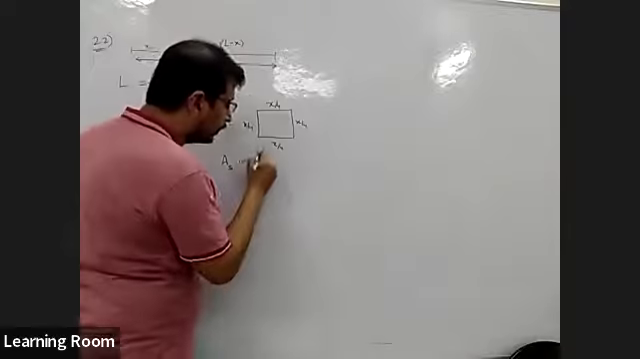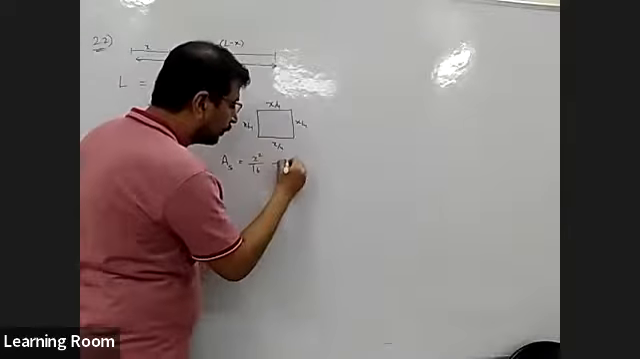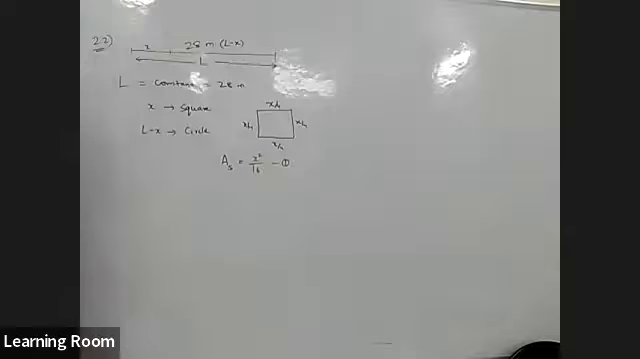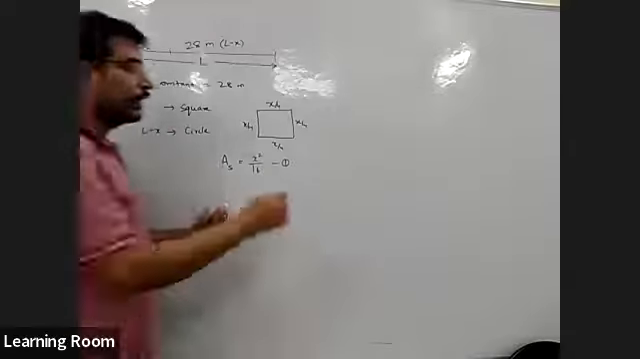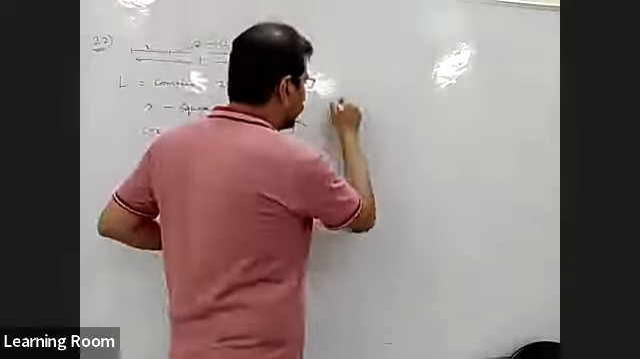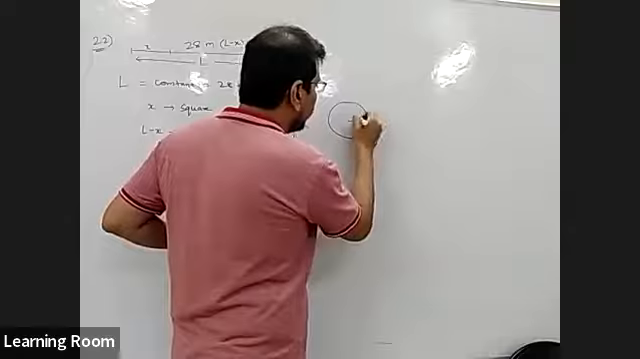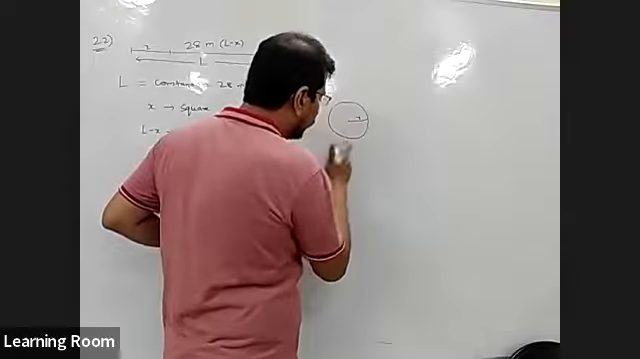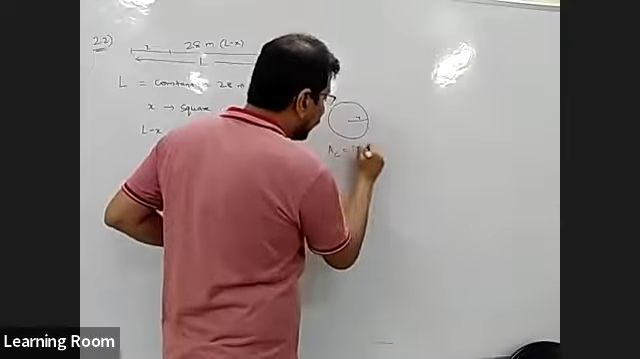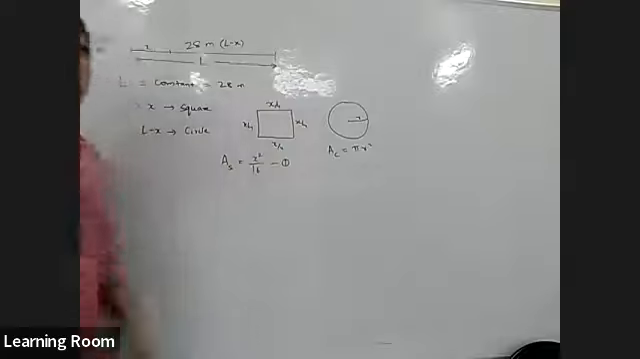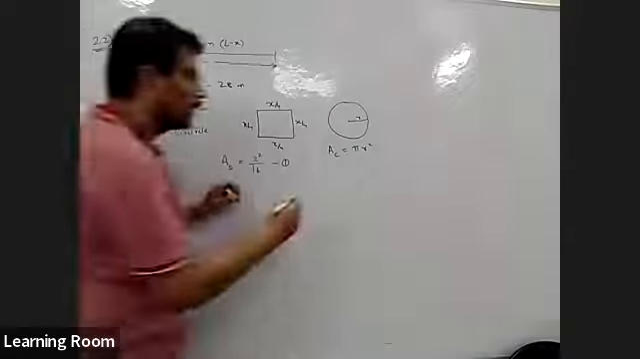Area of square is x square by 16. Let me call this 1. Accept it. So if I take a circle, then what is going to be the area of the circle? Area of the circle is pi r square, but I don't know what is the value of r. So how to find r?